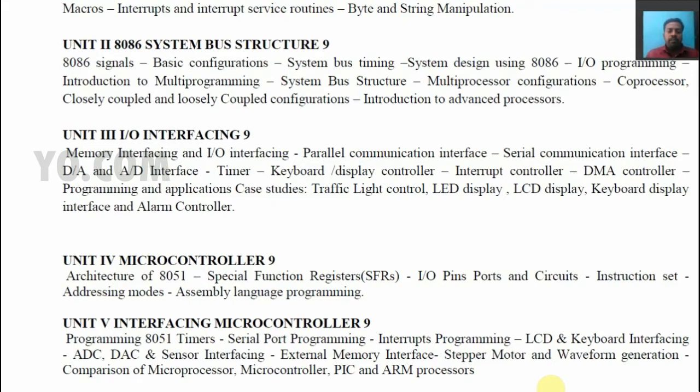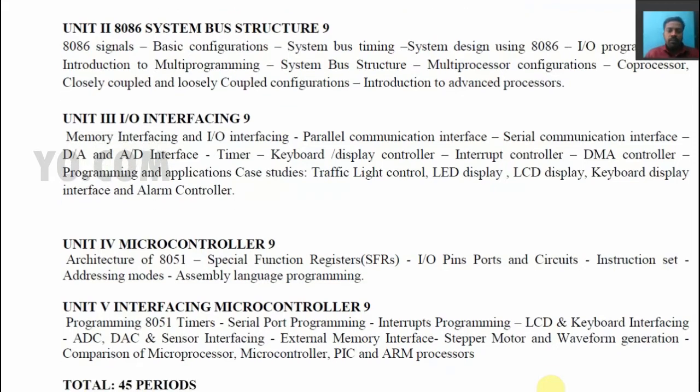So in unit 3 we are going to study the basic interfaces with the microprocessor, and how to develop practical applications by using the microprocessor. The first 3 units are completely based on the microprocessor. The remaining 2 units depend on the microcontroller.